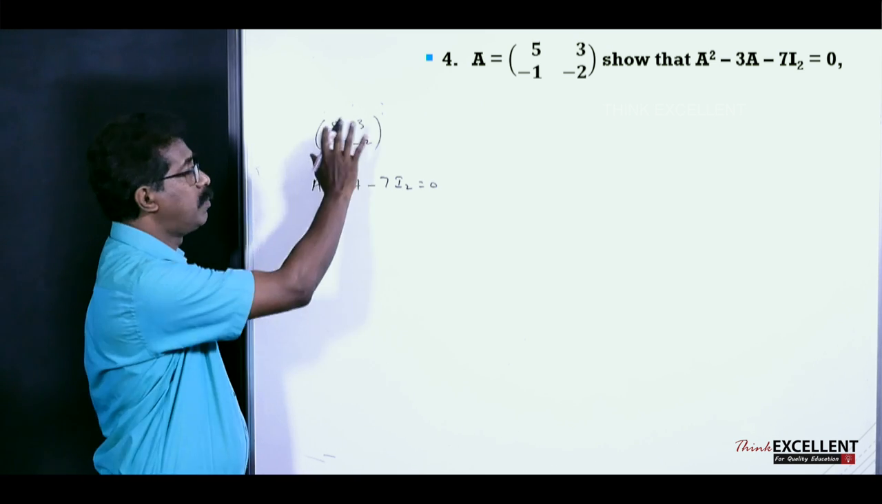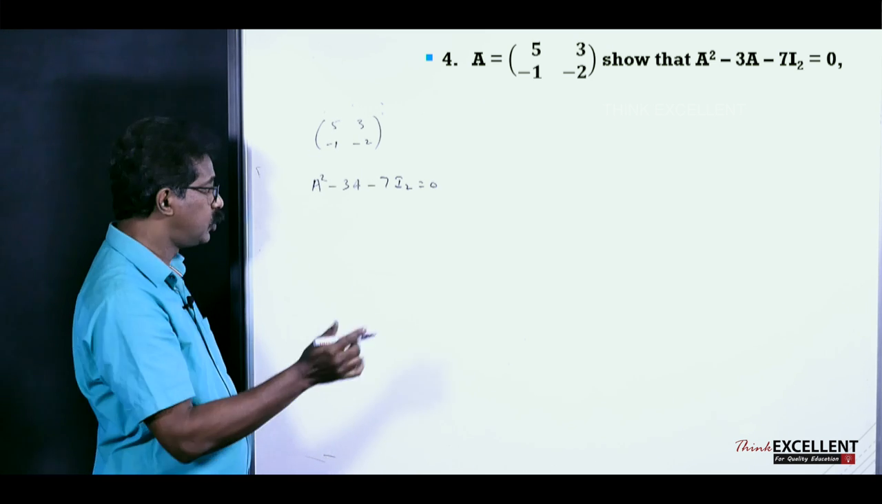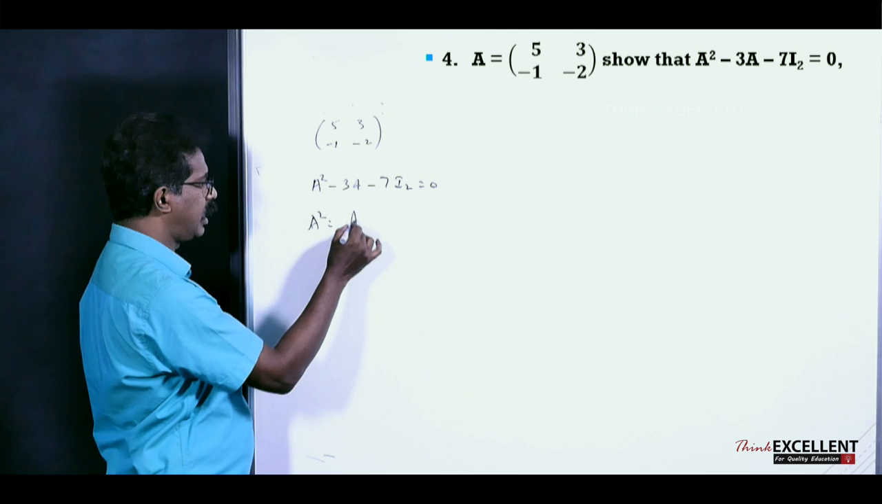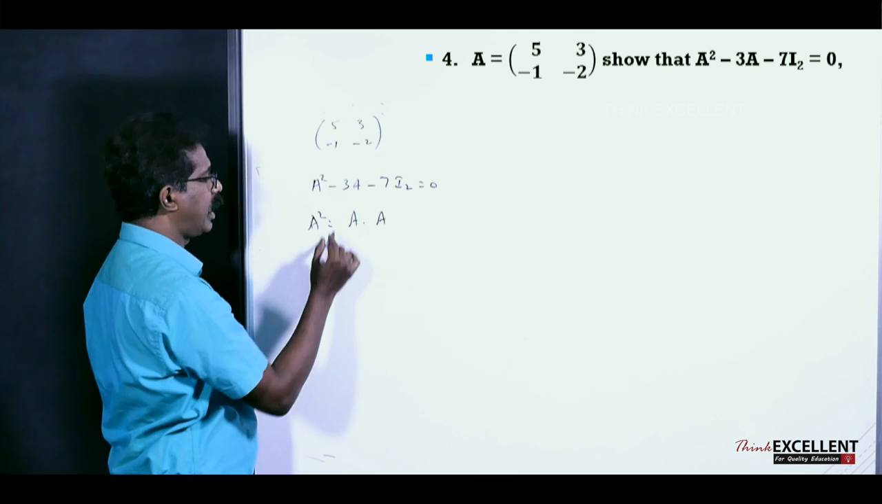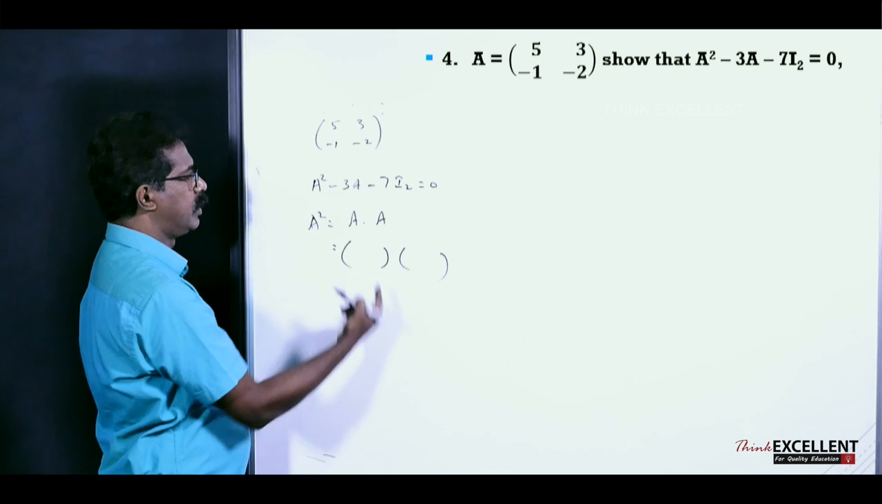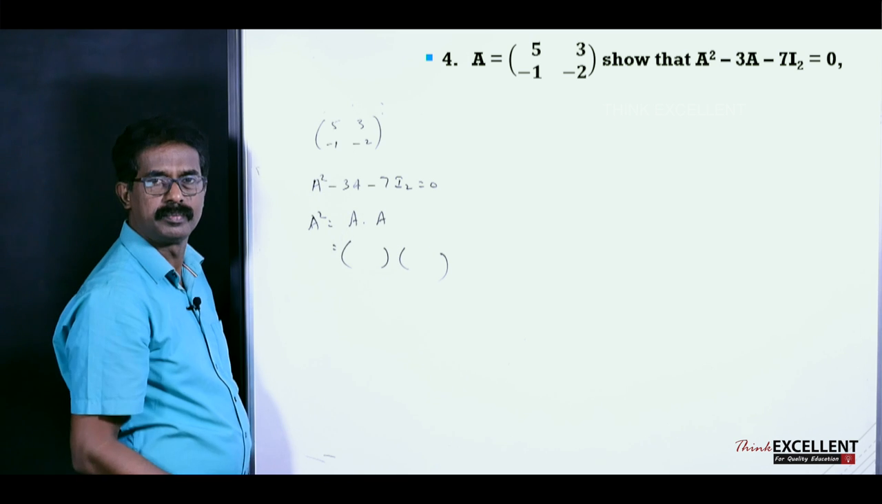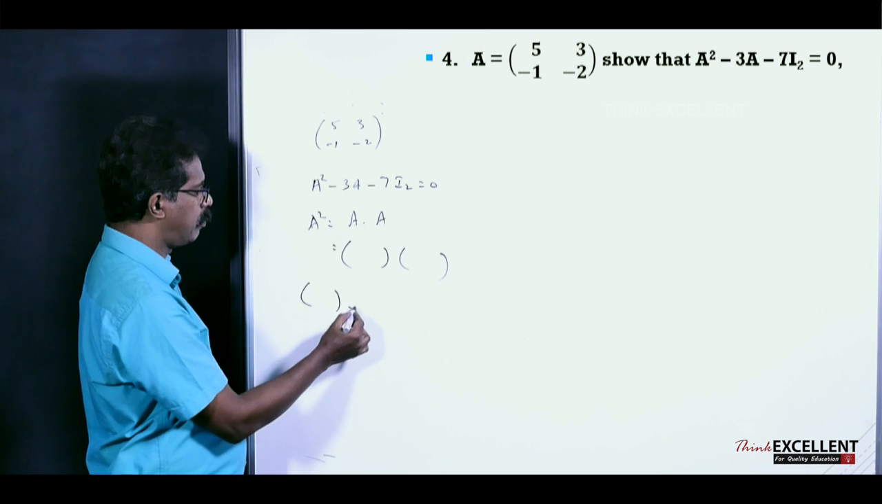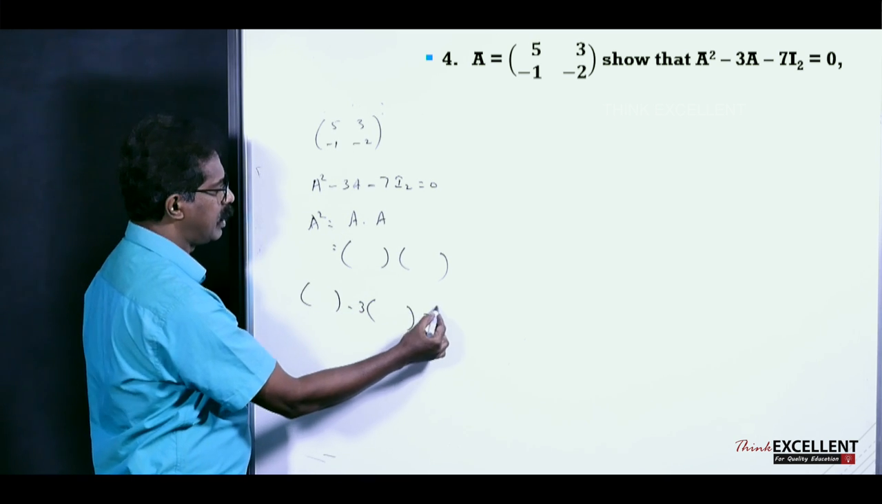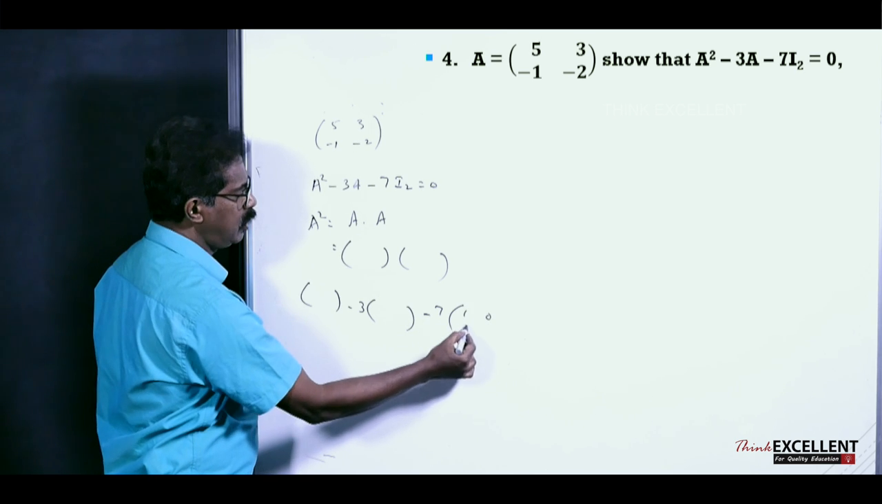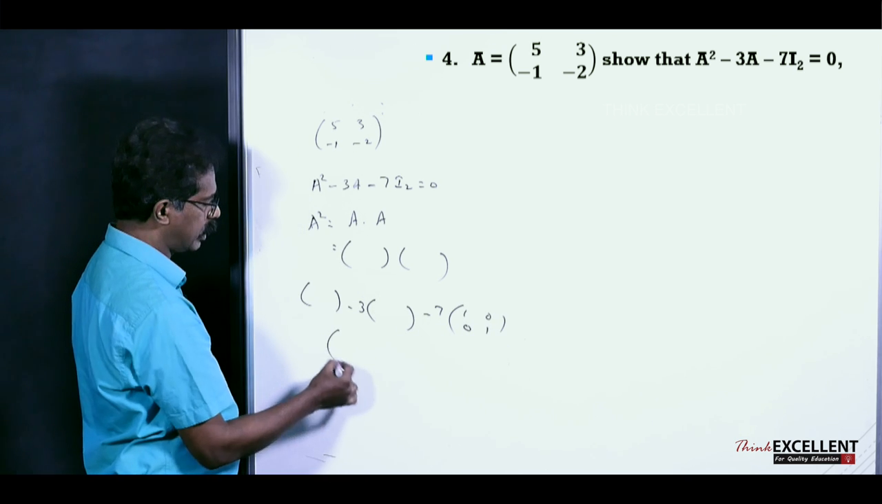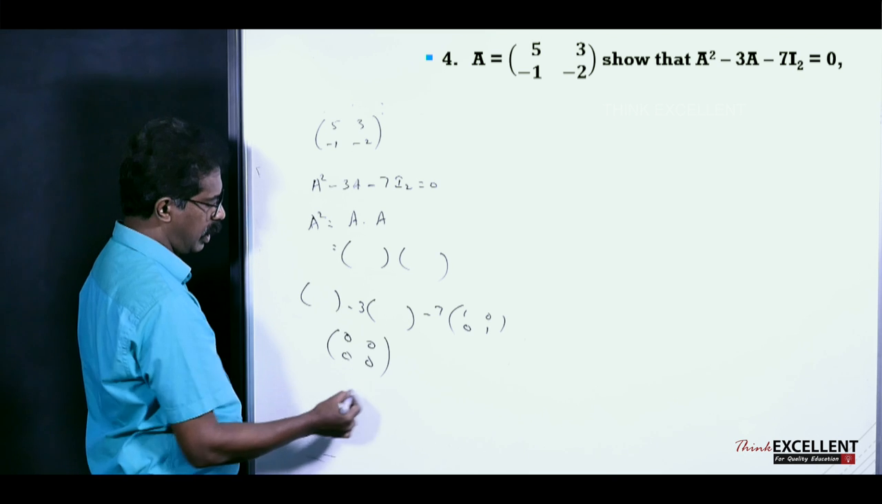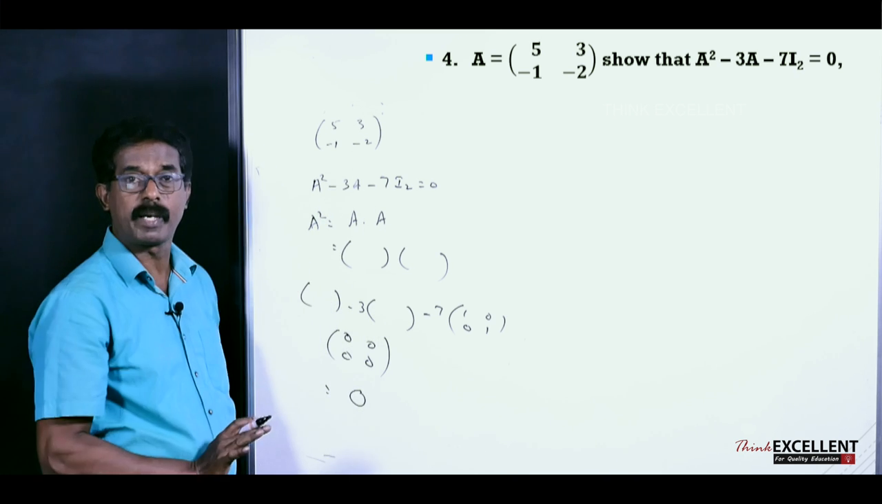A square, don't simply square it. It is A into A. The matrix, you write 2 times. Then you write the full expression: A square answer, minus 3 into A, minus 7 into I2. What is I2? 1, 0, 0, 1. Simplify, you will get 0, 0, 0, 0, and it is equal to 0. That's the answer for the first part.